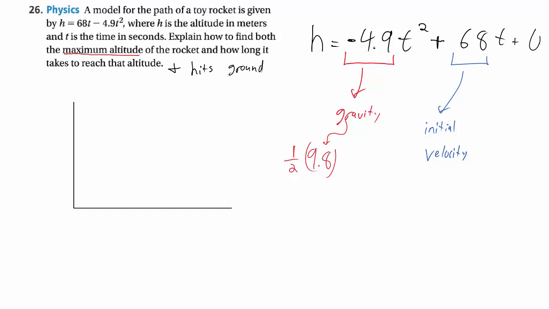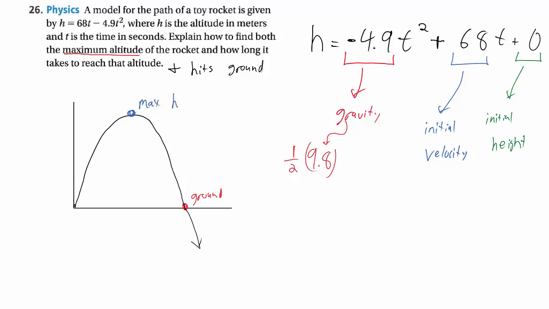And I want you to do one more thing in addition to finding the max height and when it hits that max height. I want you to figure out when it hits the ground. Now, the initial height of this rocket is launched from the ground. So I don't need to write that plus 0, but if you ever see a different number besides plus 0, it means it's been launched from, like, say, a platform or something.